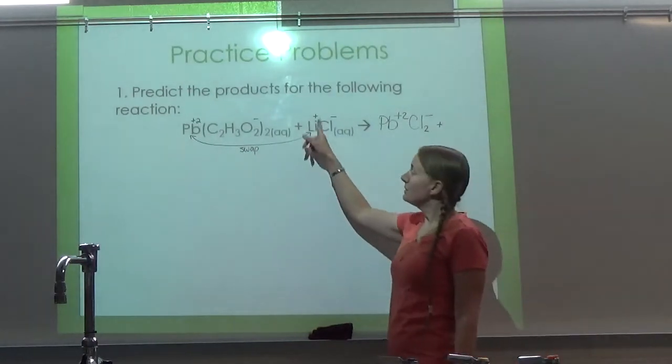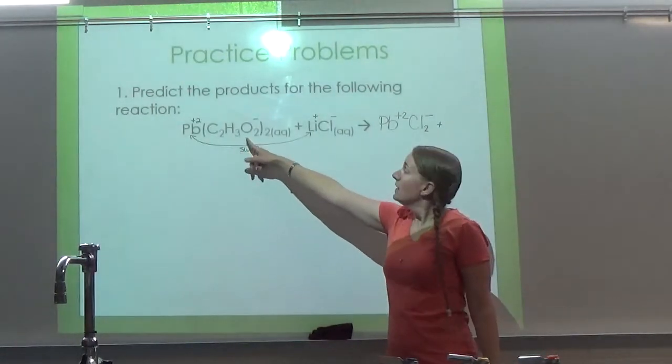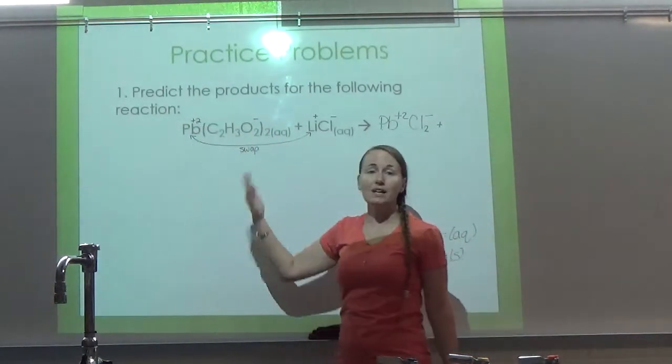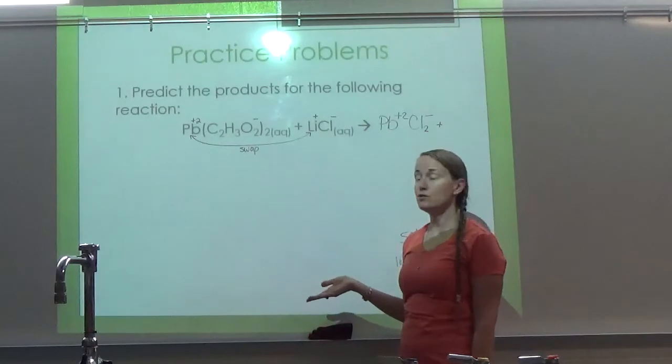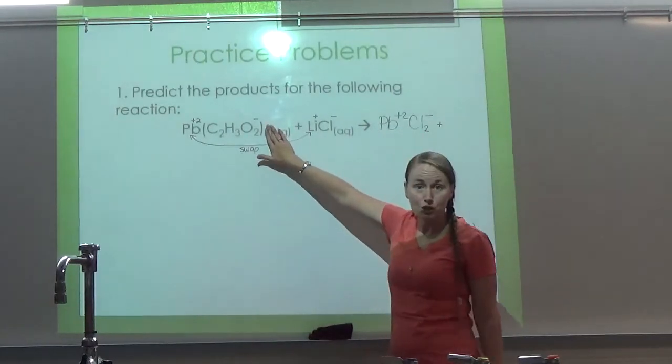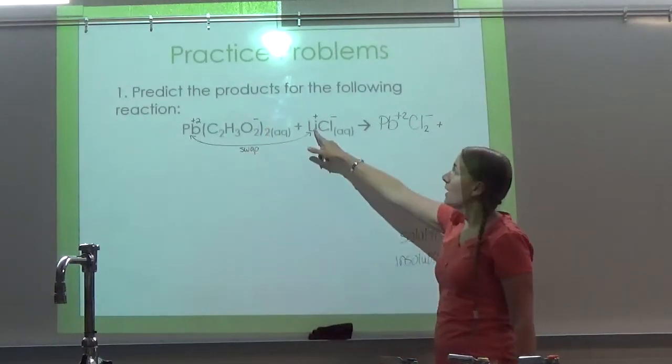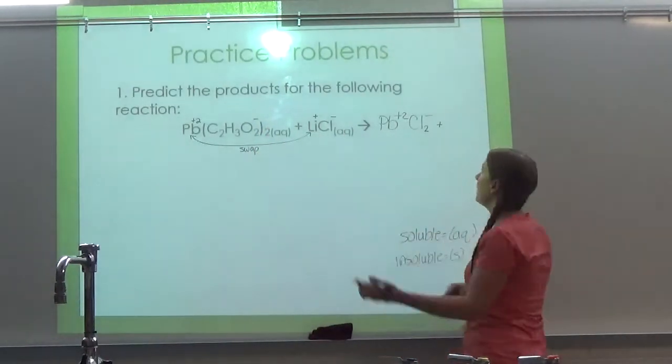Now, lithium is going to be with acetate. Now, this 2 came from the fact that acetate was bonded with lead, which had a +2 charge. So I'm not going to bring this 2 over. Now I'm going to bring this 2 over because it's part of acetate. I'm going to write lithium first because it's the positive one.